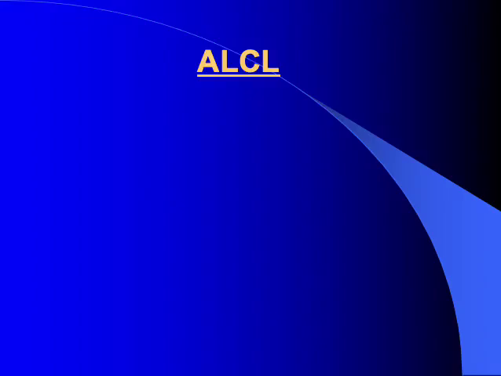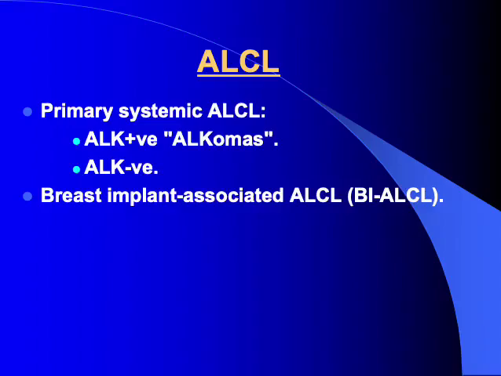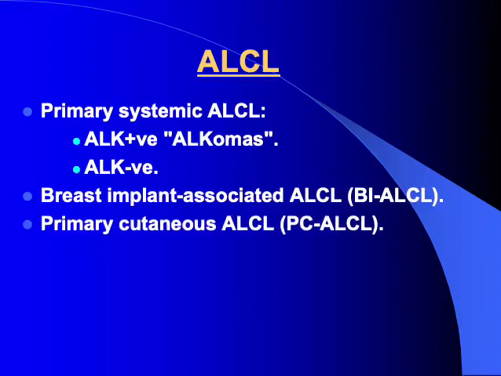Anaplastic large cell lymphoma, another type of T cell lymphoma. Primary systemic anaplastic large cell lymphoma. There are two types, either ALK positive or ALK negative. The ALK positive, some people call it ALKoma, just to make it easy. Breast implant associated anaplastic large cell lymphoma. Primary cutaneous anaplastic large cell lymphoma.